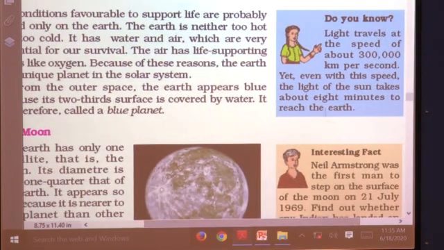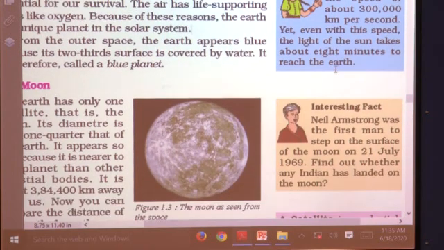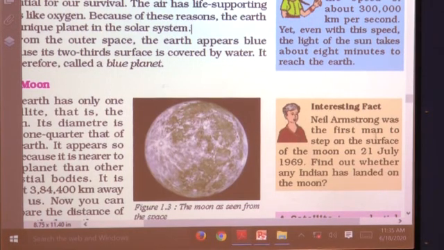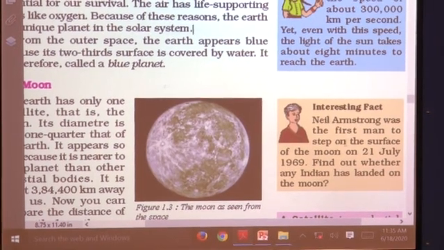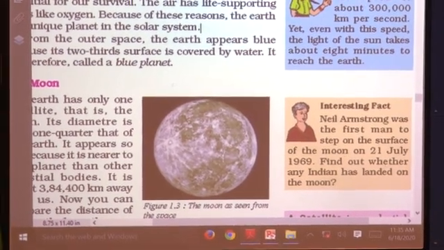Now, children, see here. We have one interesting fact I want to tell you. Who was the first astronaut who landed on the moon? Yes, in the slides also I have explained to you. Neil Armstrong was the first man to step on the surface of the moon on 21st July.